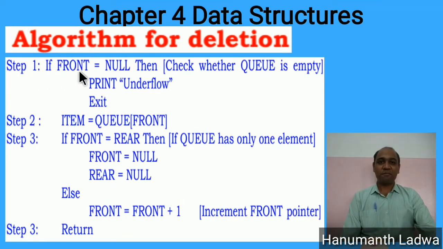Step 1, if front is equal to null, then print underflow. Underflow means what? Here the queue is empty. Exit. Step 2, item is equal to queue of front, because we are going to remove the element from the front end of the queue and it is equated to a variable called item. Step 3, if front is equal to rear, then front is equal to null, rear is equal to null.